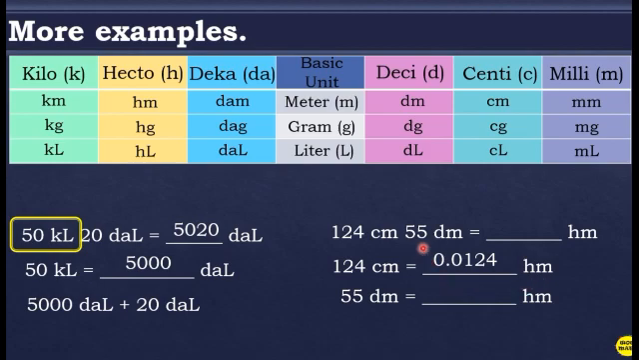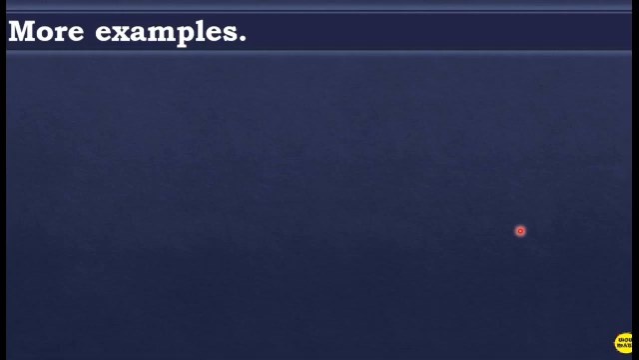Next, the 55 decimeters. Here it is. We go to hectometers. We count 1, 2, 3. Again, 1, 2, 3. Three moves to the left side. From here, 1, 2, 3. Okay, now both are in hectometers. This is what we are looking for. What do we do? We add them. And that is 0.0674. We add 4, 7, 6, and then 0. Therefore, this is 0.0674. Okay, let's have more.